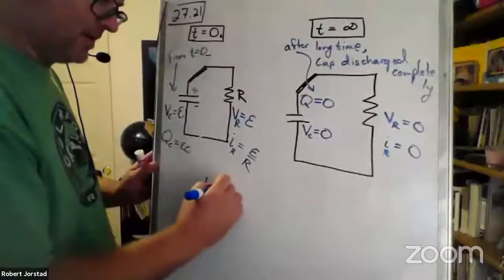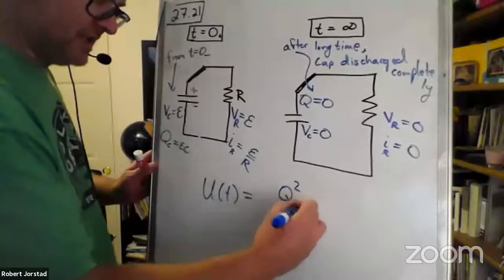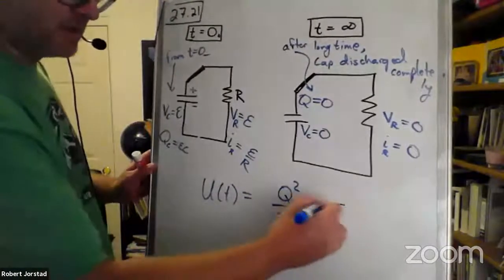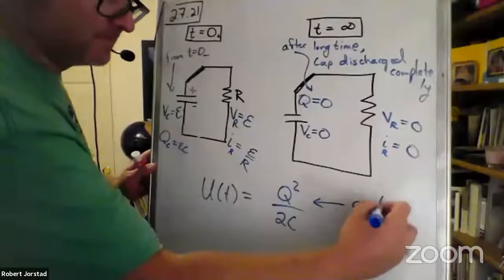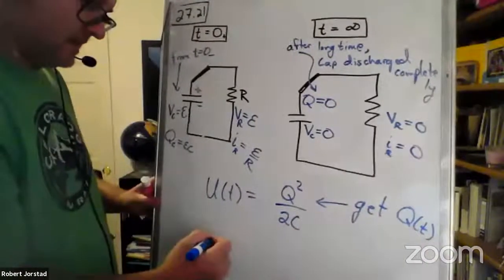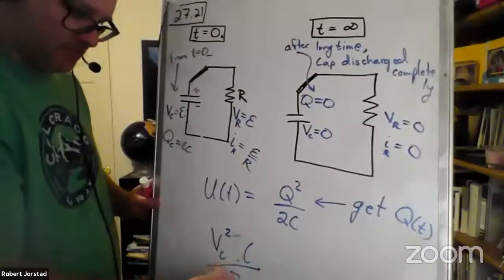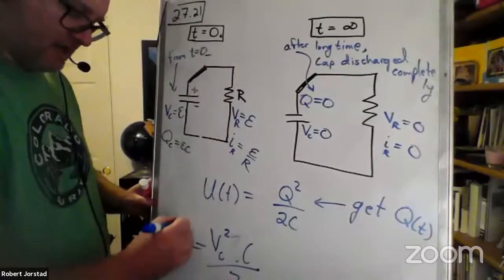So for voltage or for charge? Okay, and I happen to remember, how about this? Q squared over 2C. So here, get Q of t. And what, was that Nick? I think Nick was saying you could say voltage squared C over 2, which should also be the energy as a function of time.